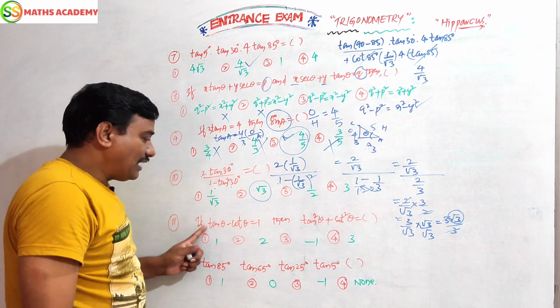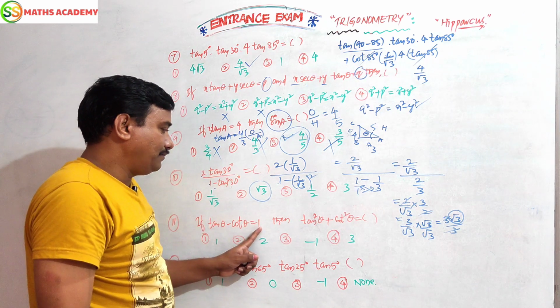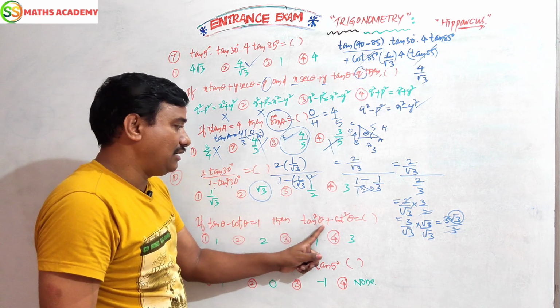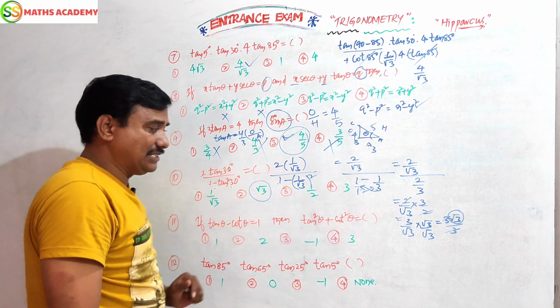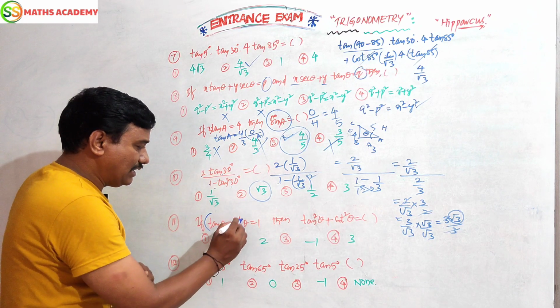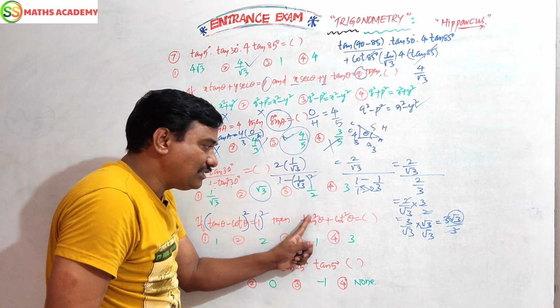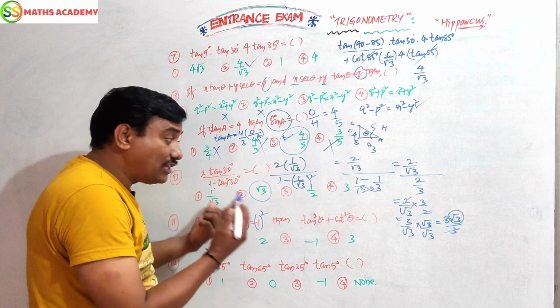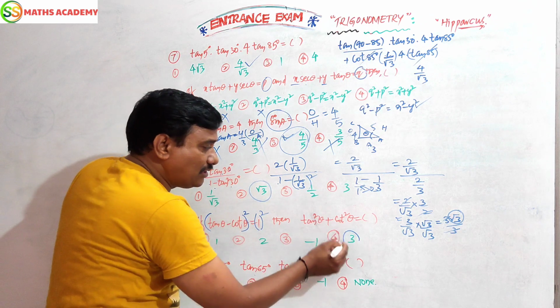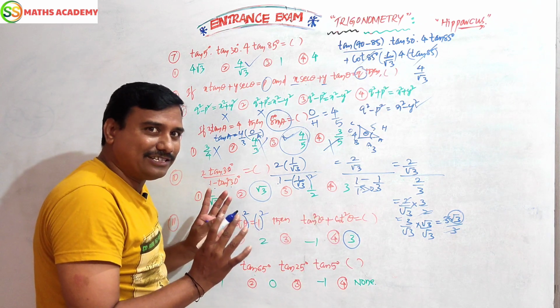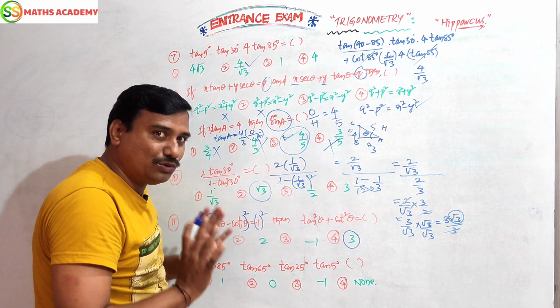Next. If tan theta minus cot theta equals 1, then what is tan square theta plus cot square theta? Simple. Square on both sides. Why should I take squares on both sides? Because the terms in the answer are squares. That is the reason I am squaring. So the answer will be 3. I know the direct answer, and how I know it I will tell you.